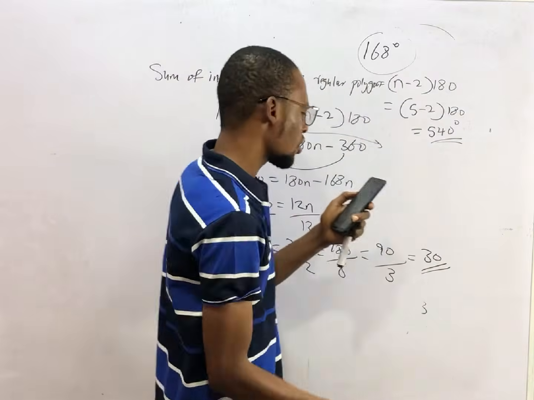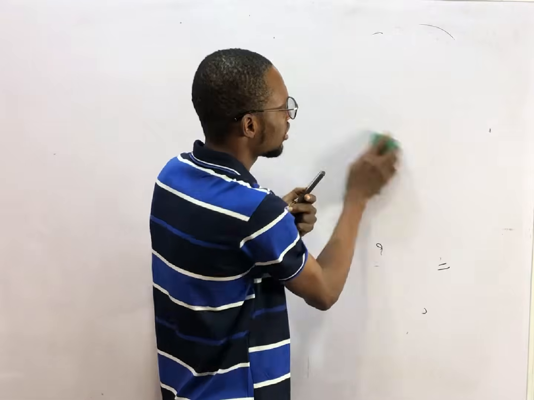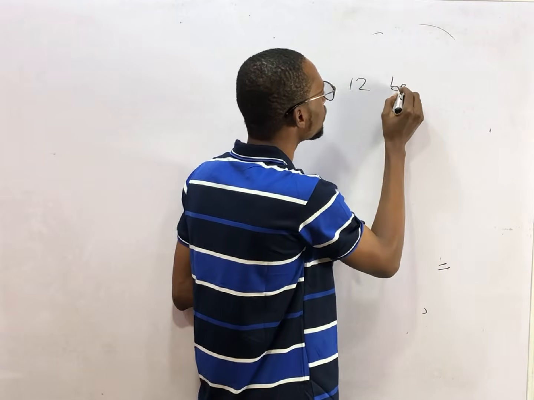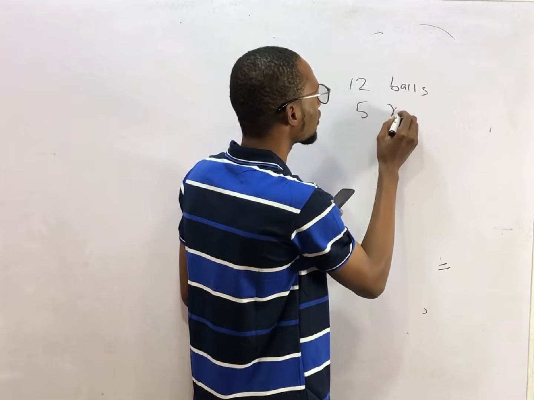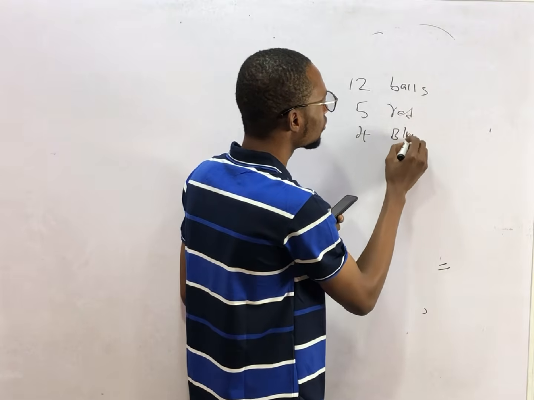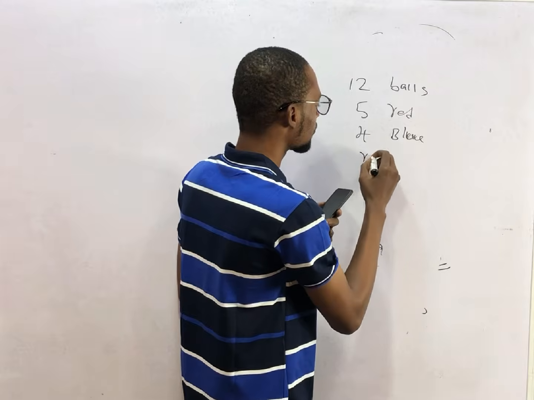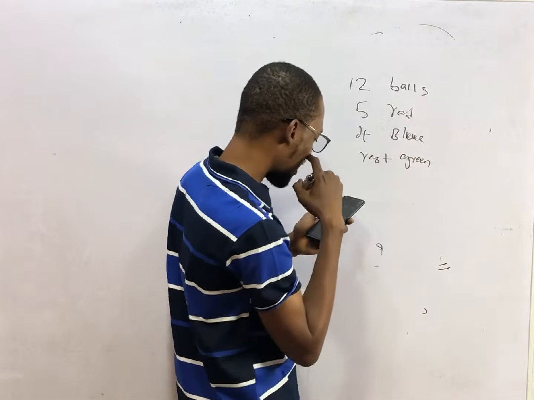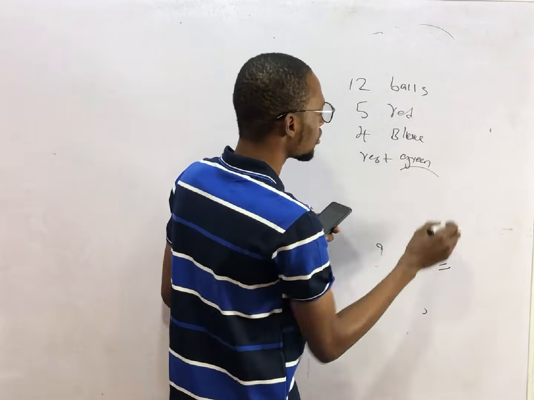And look at this. A bag contains 12 identical balls. 5 are red, 4 blue, the rest green. Find the probability that a ball picked at random is green.